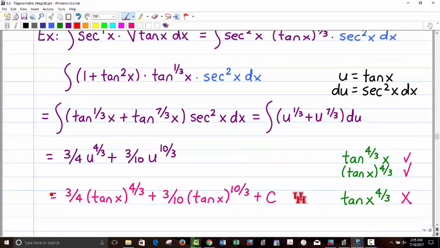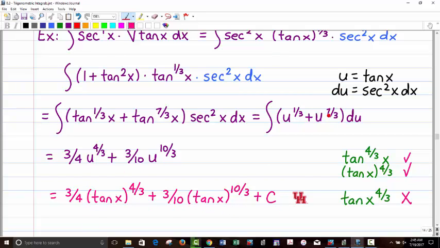And we have, and that's, so there's your u and your du. So u to the 1/3 plus u to the 7/3. See, that's why you can keep them together as one integral. Just do the power rule. 3/4 u to the 4/3 plus 3/10 u to the 10/3. And then replace u with tangent. So there you go, there's our answer right there.